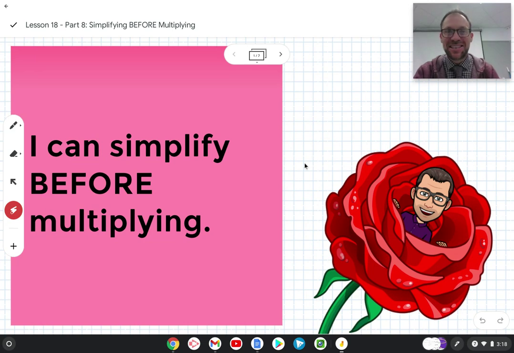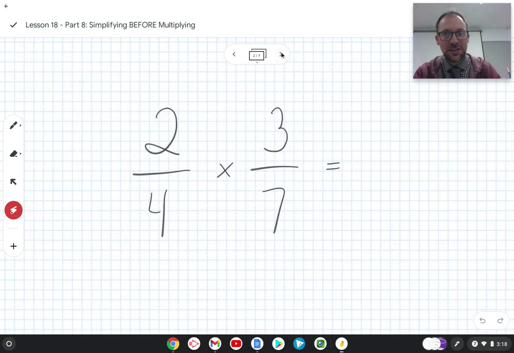Welcome to today's lesson. Today's learning target is I can simplify before multiplying. And this strategy of simplifying the factors instead of the product, I hope makes multiplying fractions just a little bit simpler, more efficient. Let's find out. Here is our first example.